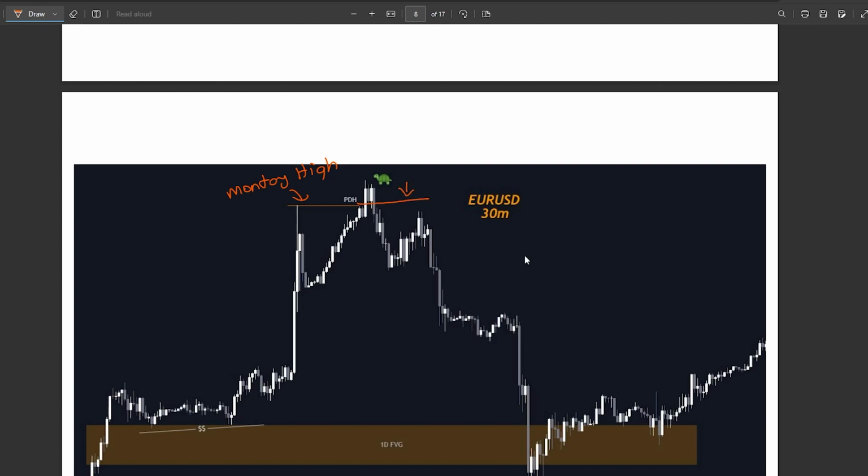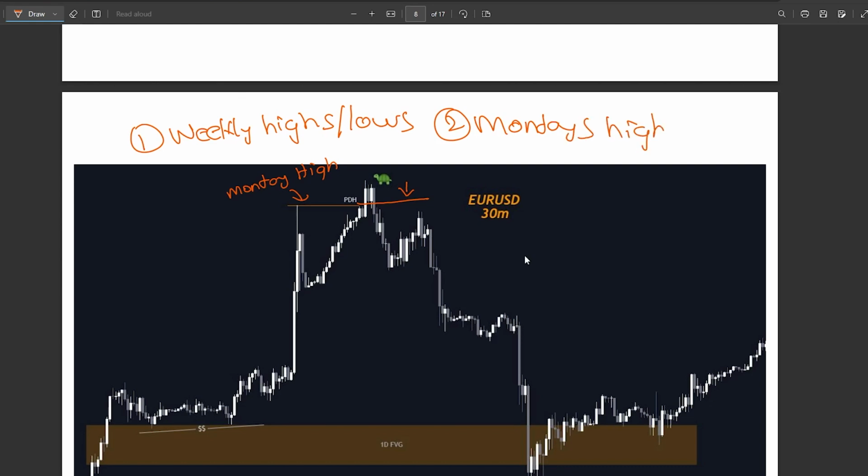So I hope the two value areas that we have studied up till now are clear. First value area was weekly highs and weekly lows. Second value area was Monday highs and Monday lows. So I hope all of this is clear. Now let's move on to a third value area, which is structural highs and structural lows.